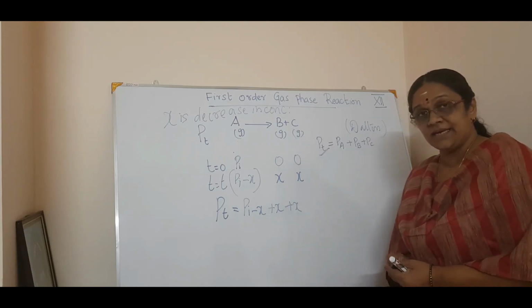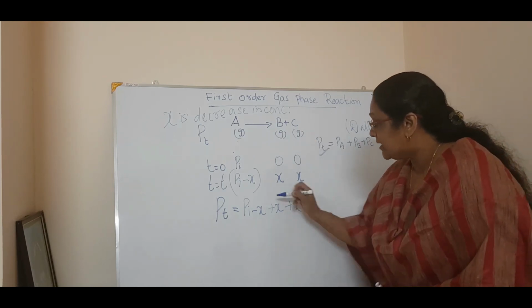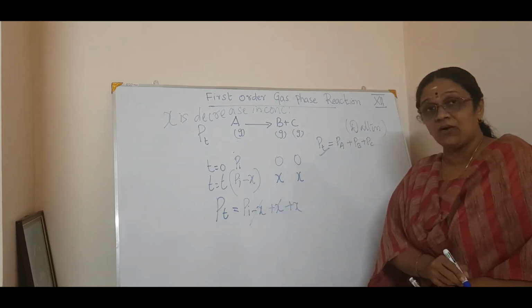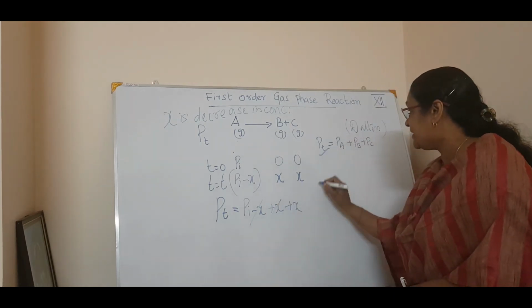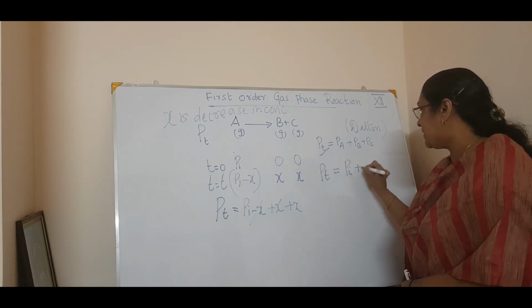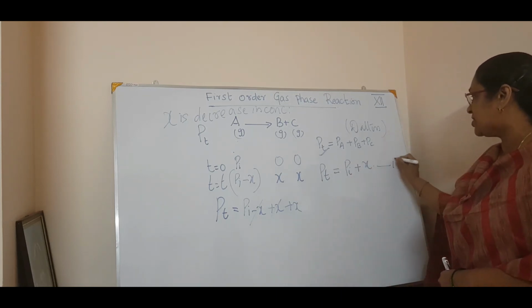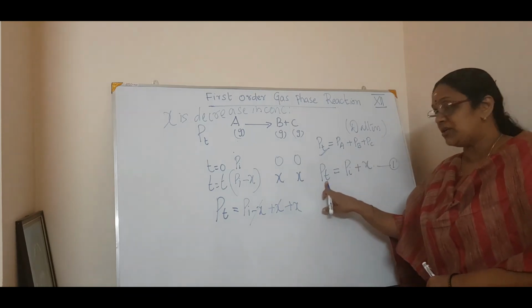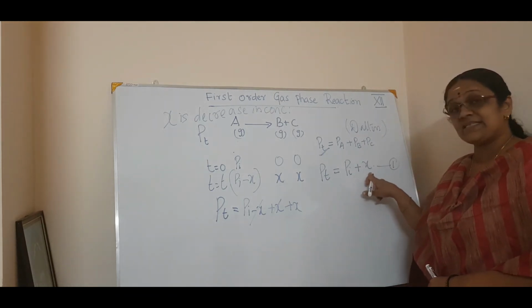Correct? Isn't it? So what will happen now? This minus X and plus X will cancel out, and what you will get, I will write here, is PT is equal to PI plus X. See? This is equation number 1. So what is total pressure? Total pressure is PI plus X.